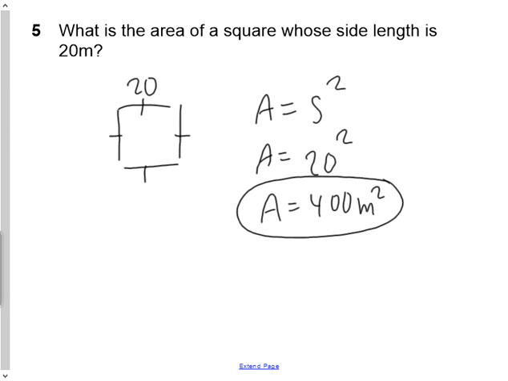Okay? So 1 point for the correct answer of 400 meters squared, and then 1 point for writing the formula and substituting correctly. If the person you're correcting didn't do that, you should probably make a note for them saying, don't forget to write your formula. Substitute and simplify. It's okay to just write 400.